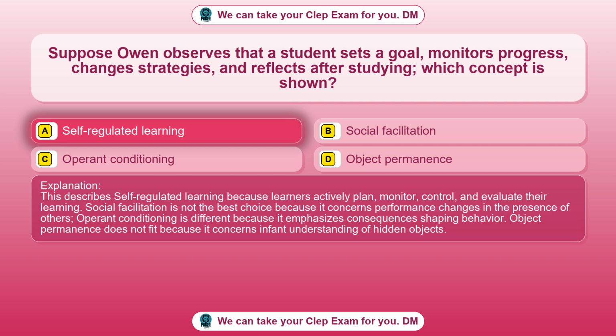This describes self-regulated learning because learners actively plan, monitor, control, and evaluate their learning. Social facilitation is not the best choice because it concerns performance changes in the presence of others. Operant conditioning is different because it emphasizes consequences shaping behavior. Object permanence does not fit because it concerns infant understanding of hidden objects.